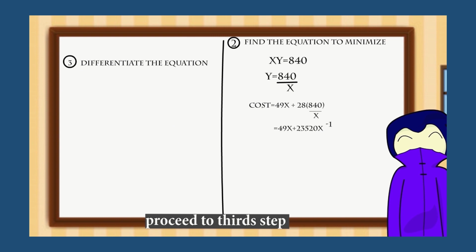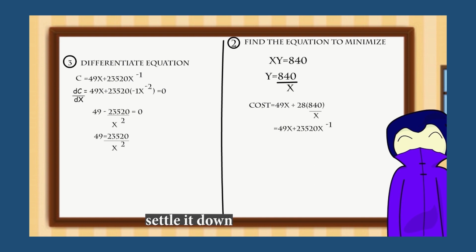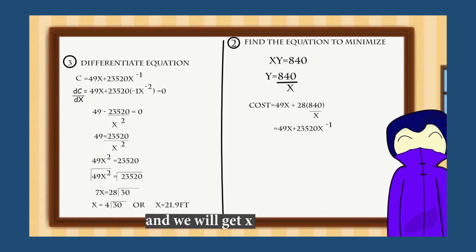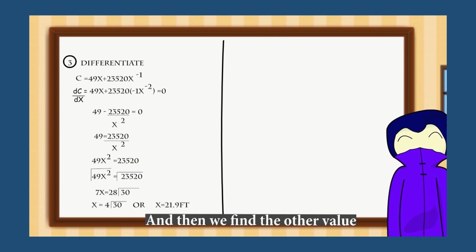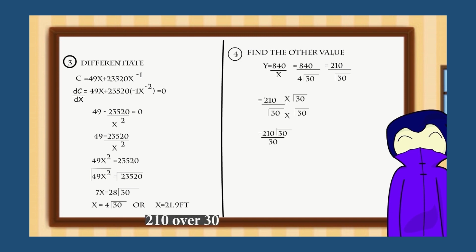Proceed. Differentiate the equation we use from step 2, settle it down, simplify it, and we will get x. And then we find the other value. Substitute x into y, simplify it to 10 over 30, and we will get the value of y. So we get the minimized dimensions.